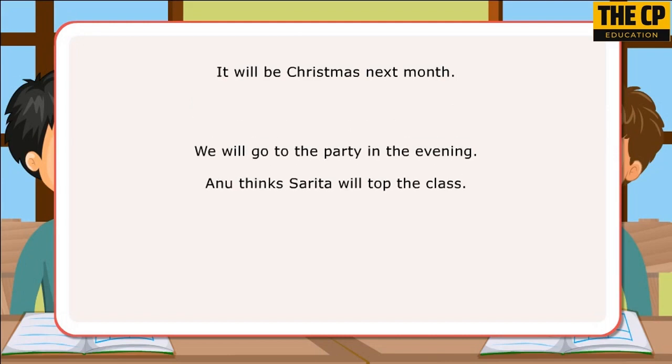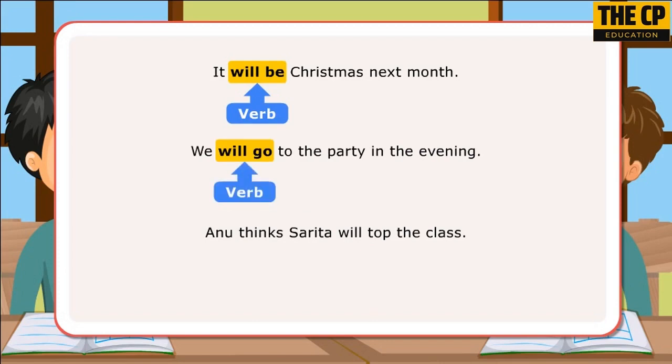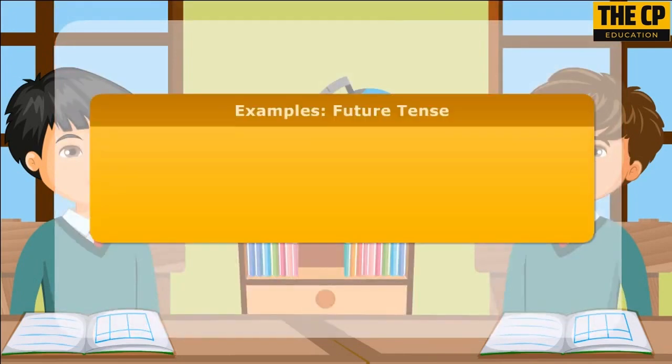In the first sentence, the verb will be tells us a future fact and is future tense. In the next sentence, the verb will go is future tense as it tells about an action we believe we will take in future. In the third sentence, the verb will top is again future tense, since it expresses something Anu thinks will happen in future time. Here are few more examples of use of future tense.